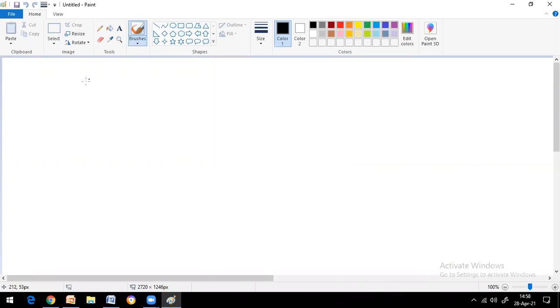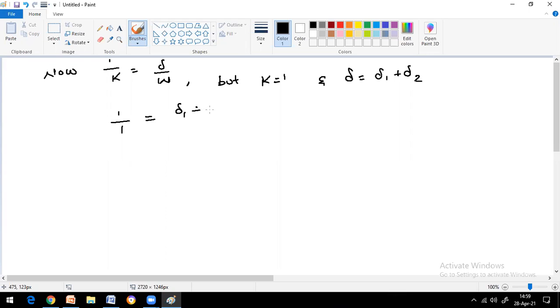Yeah. So now it will be fine. Now please follow this continuous derivation. 1 by k is equal to delta by w, but as k is equal to 1 given, and deflection is equal to deflection 1 plus deflection 2. So as k is equal to 1, you can write k as 1 is equal to deflection 1 plus deflection 2 by w.